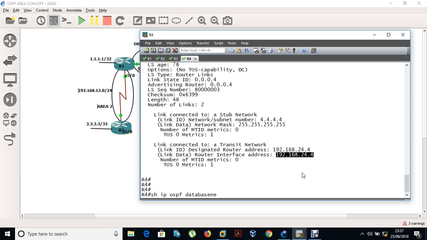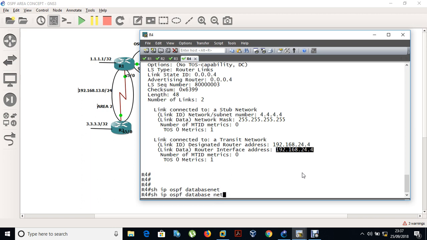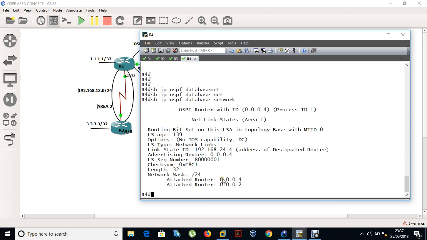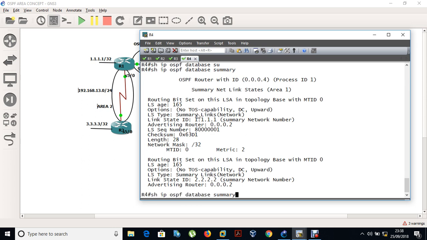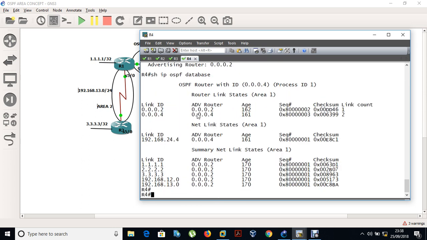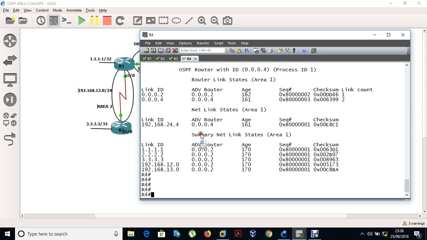So if we say network, we just type 2, then it says for area 1 we have R4 and R2 connected to it. That is LSA type 1 and type 2. If we go to the LSA type summary, which is type 3 LSA, well, let me just go here. Type 3 LSA, this one is called type 3 LSA.